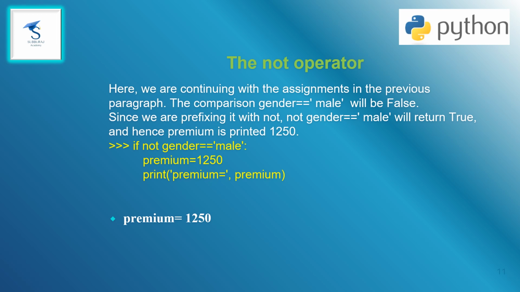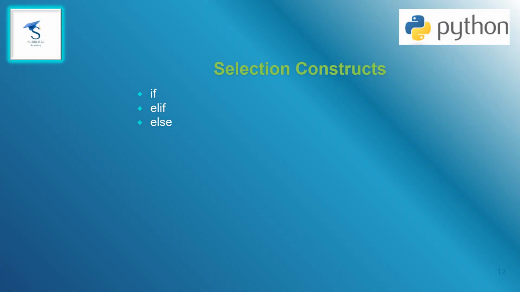Okay. So the not only negates the current state. The gender equal to male is false. Not will make it true. Okay. So we have seen only one selection construct, which is if. The outcomes true and false both we saw in the previous slides. So there are three selection constructs. That's all. Only three selection constructs: the if, elif, and else. We will now discuss their features.